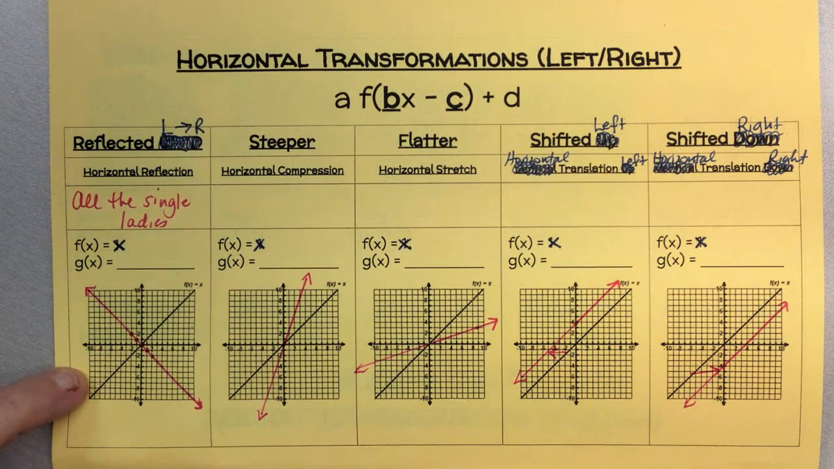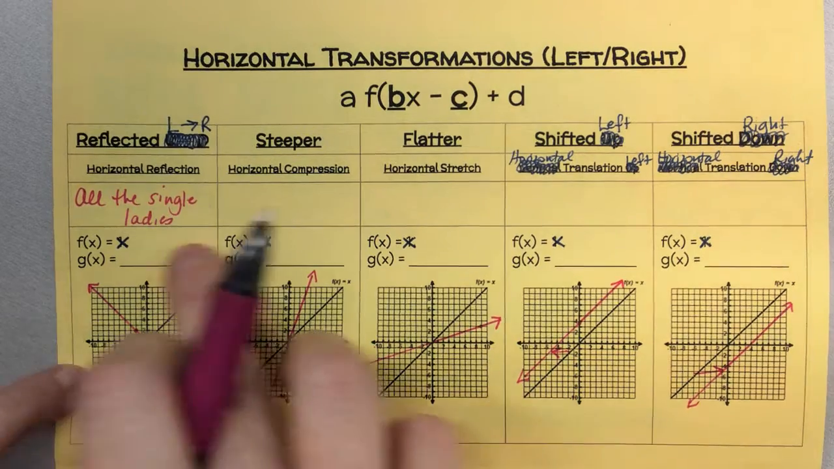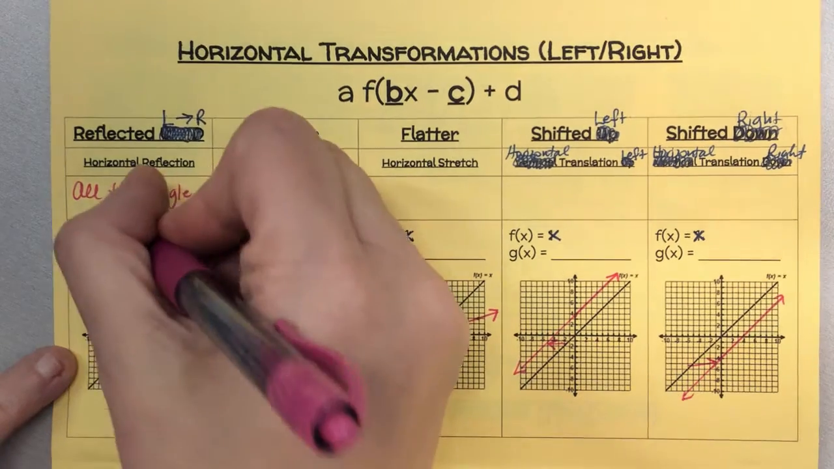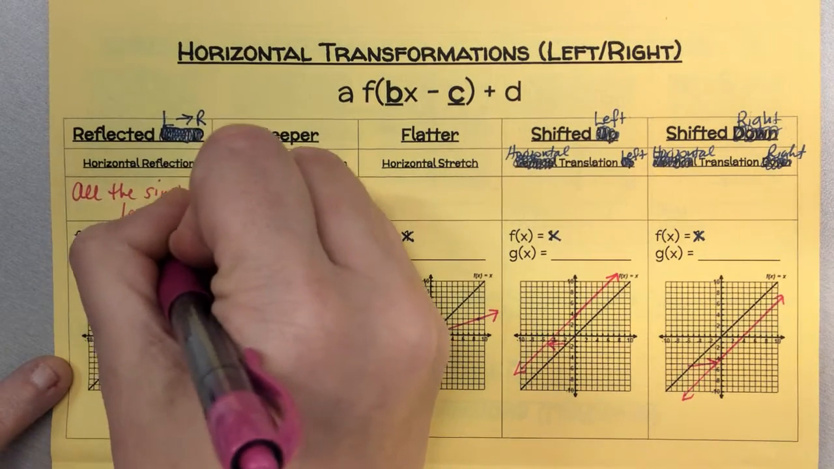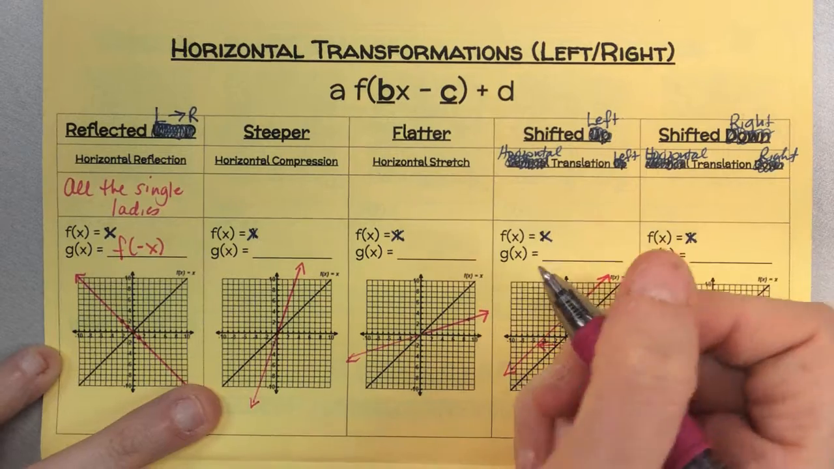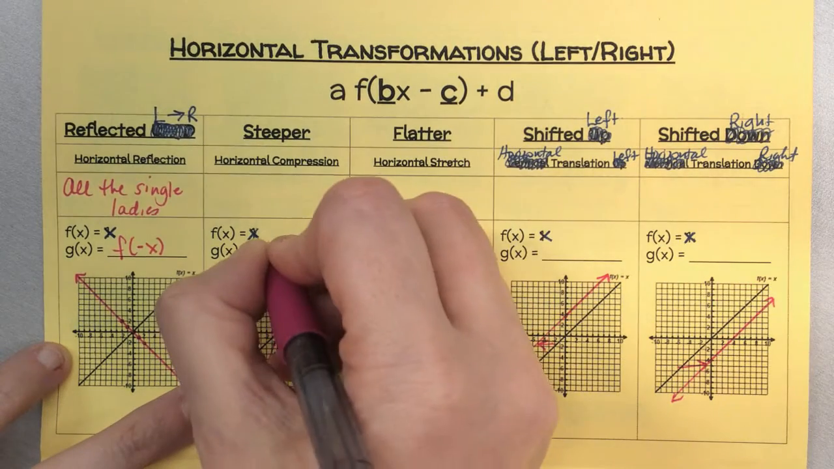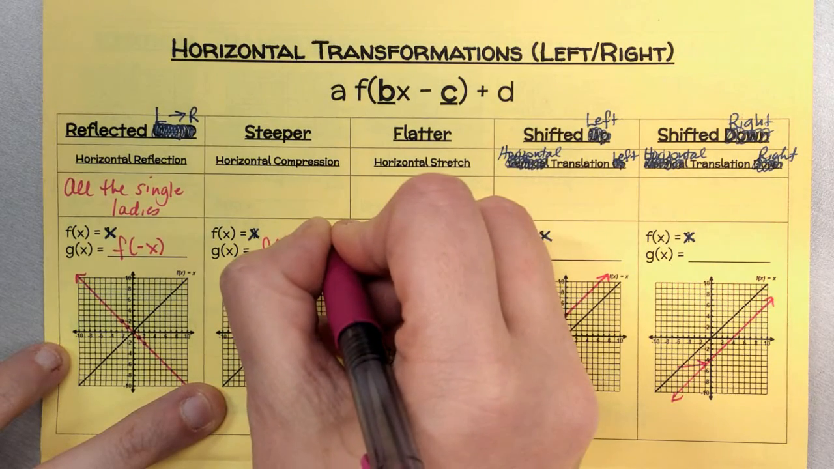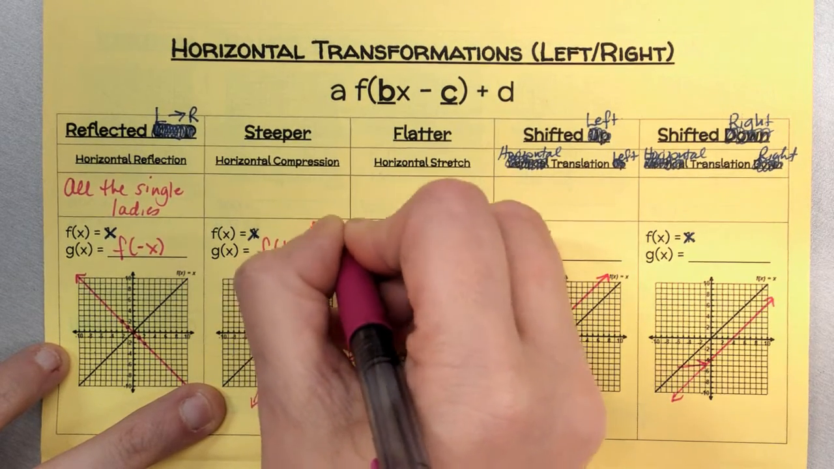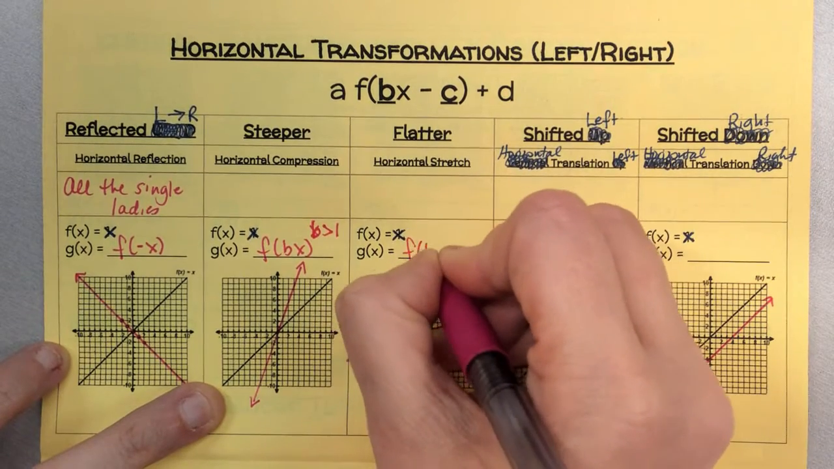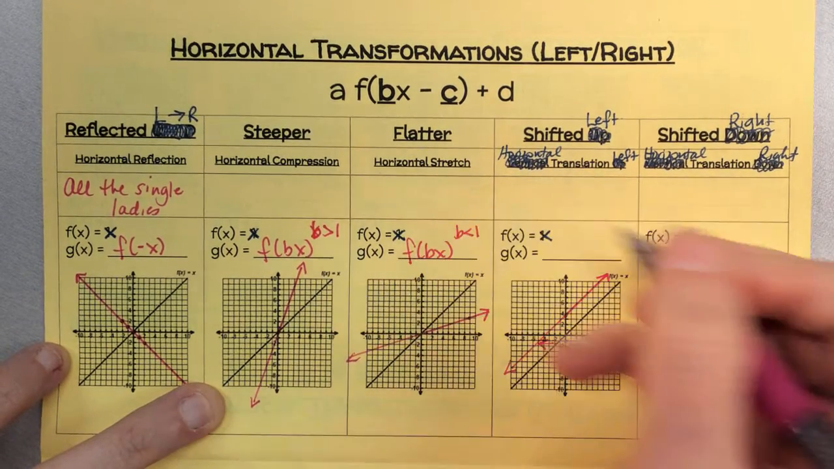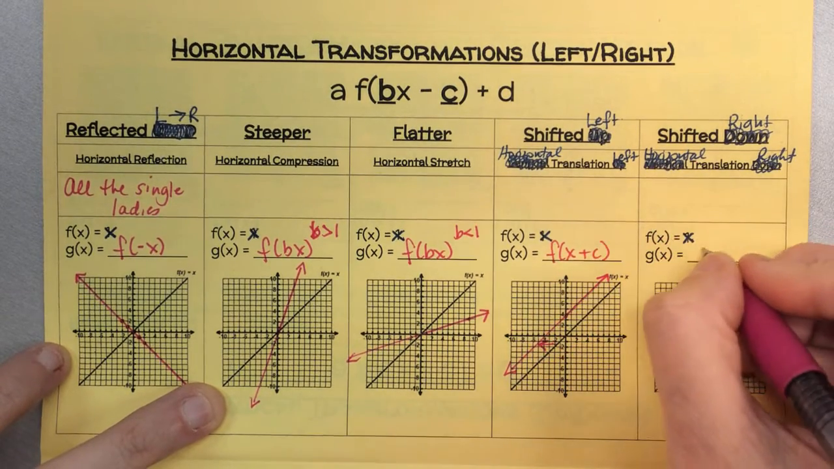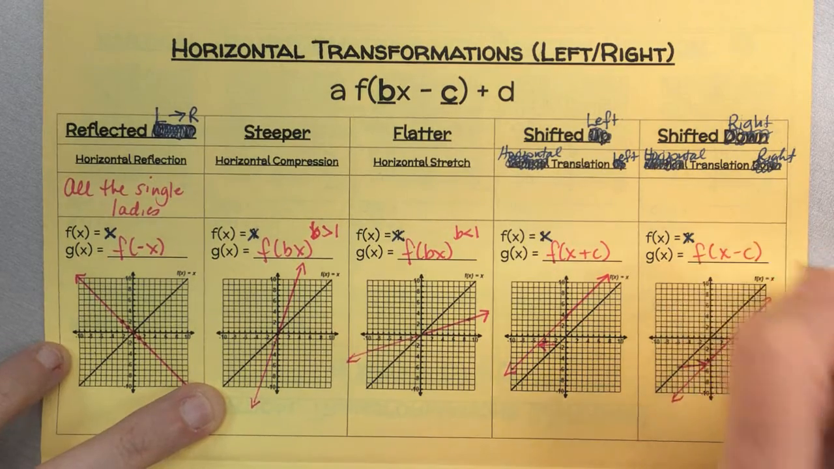Okay, so I don't have anything cute for the rest of them. What I'm going to do is write down these functions and we're going to look at the graphs. Now this one is f of negative x. A horizontal compression is f of bx, where b is greater than 1. This is f of bx, where b is less than 1. This is f of x plus c. And that's f of x minus c.